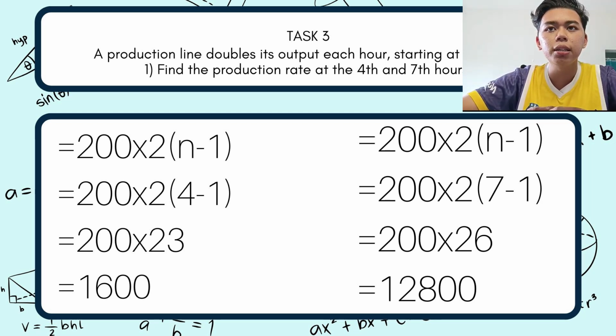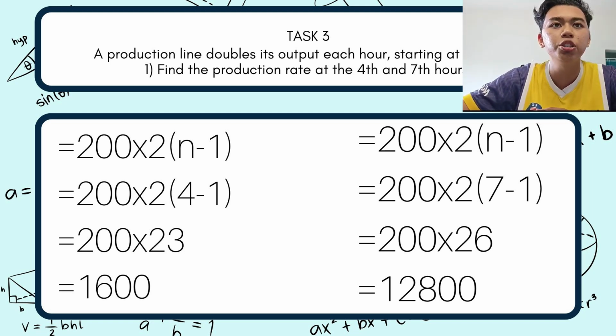A production line doubles its output each hour starting at 200 units. Question 1, find the production rate at the 4th and 7th hour. The formula we use, 200 multiplied by 2 power n minus 1, represents a geometric sequence where 200 is the first term and the common ratio is 2. The variable n represents the number of hours.